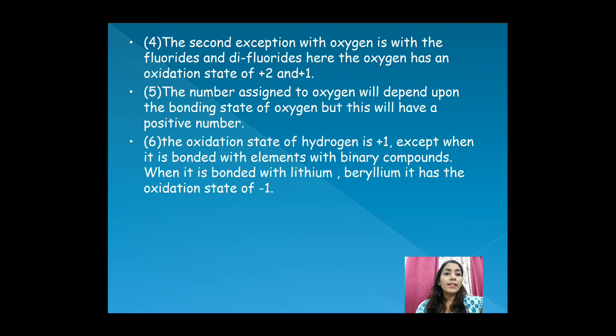Next, the second exception with oxygen is with fluoride and difluoride. Here the oxygen has an oxidation state of +2 and +1. The number assigned to oxygen will depend upon the bonding state of oxygen, but this will be a positive number. The oxidation state of hydrogen is +1 except when it is bonded with an element in a binary compound. When it is bonded with lithium or beryllium, it has the oxidation state -1.